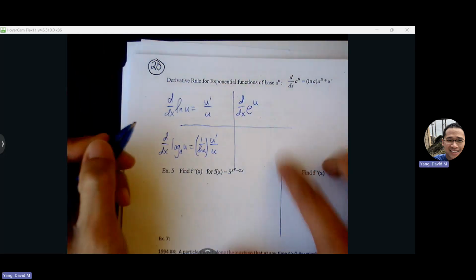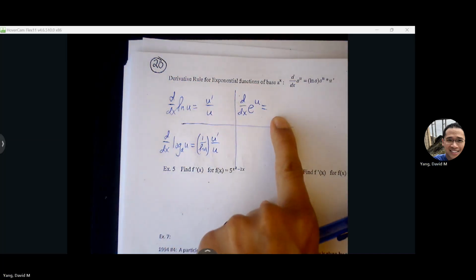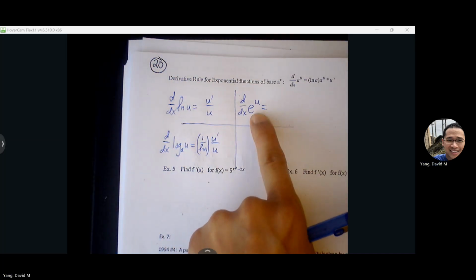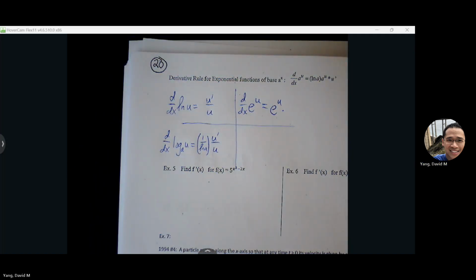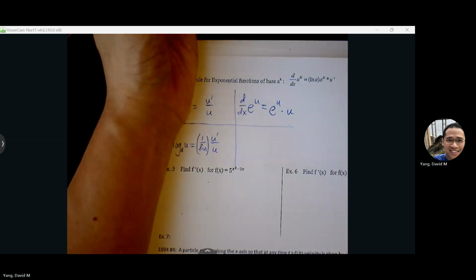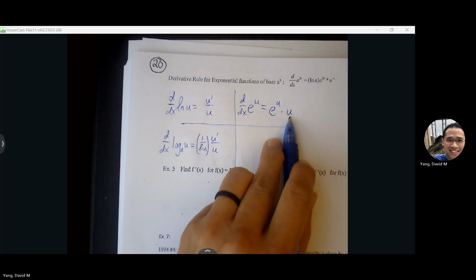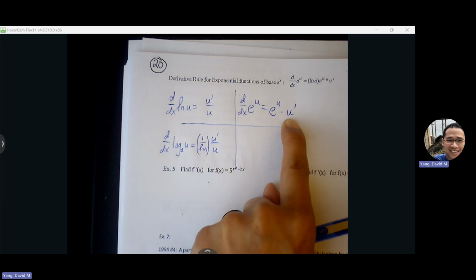Now, exponential function e to the u. What's the derivative of e to the u? We talked about this yesterday. E to the u is just what? Right, the original function. So e to the u is e to the u times what? Times u prime, right? So e to the u is just the original function times the exponent's derivative.